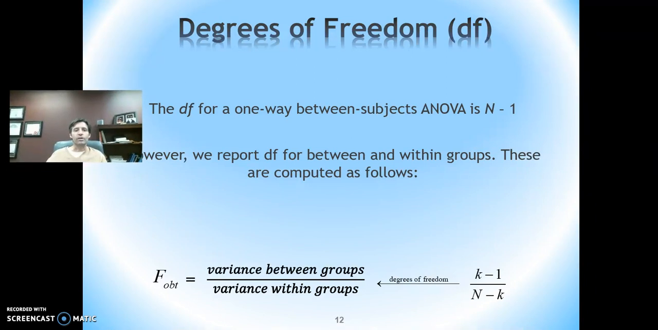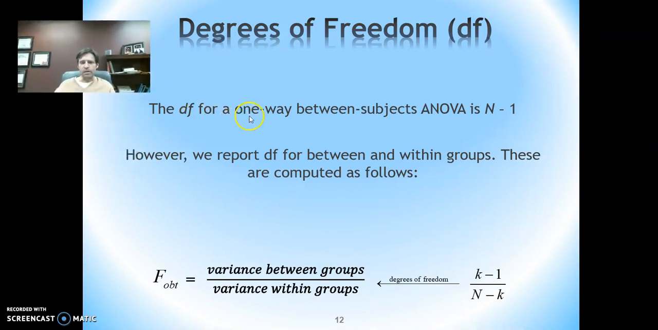So, degrees of freedom. The degrees of freedom for one-way between-subjects ANOVA is n-1. However, we report the degrees of freedom for between and within groups. These are computed as follows. The first one, which we'll put in parentheses, is k-1, the number of groups minus 1, and then the second degrees of freedom that you'll report with your F-score is n-k, your overall number of participants minus the total number of groups that you have.